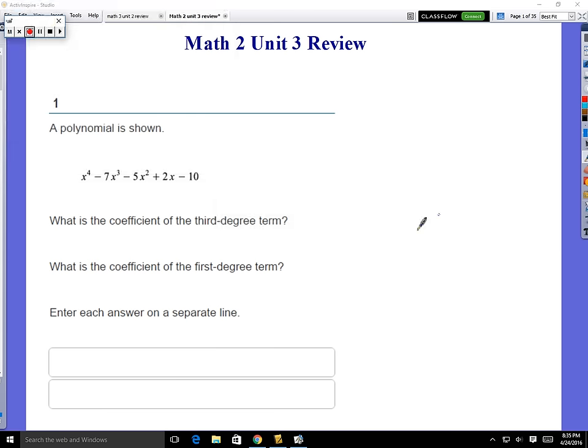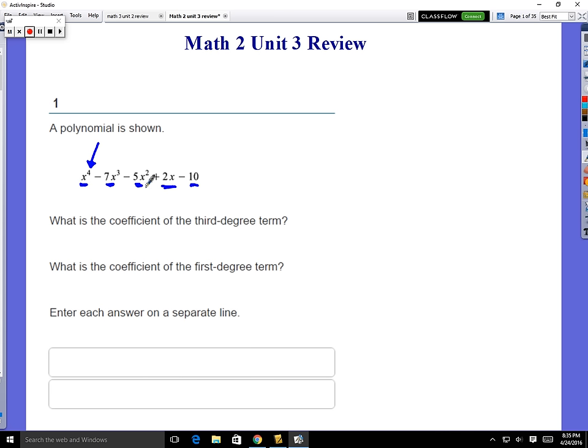Number 1, you got a polynomial. Now you have 5 terms, 5 pieces, and it is organized in standard form. So all these pieces, none of them are like terms, and you identify pieces by their degree, and that is the exponent that is with them. So 4 is the biggest exponent. It's a quartic. It goes first in descending order.